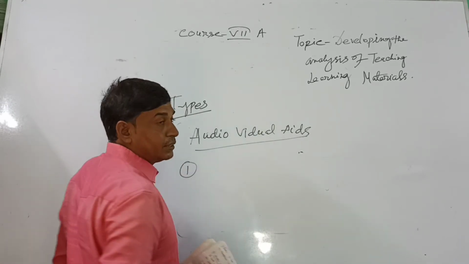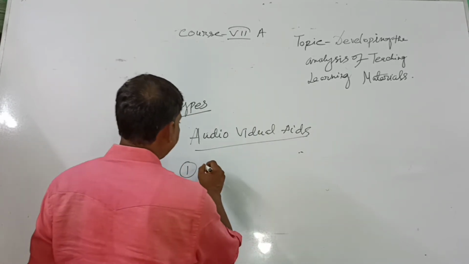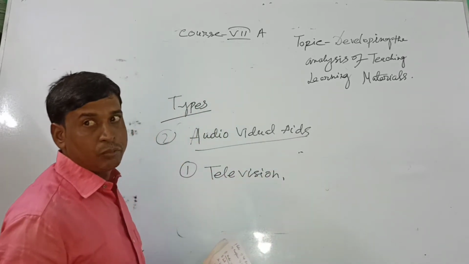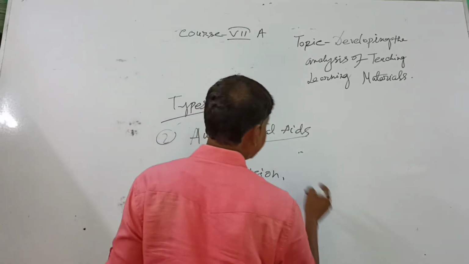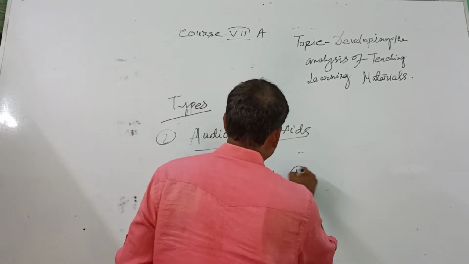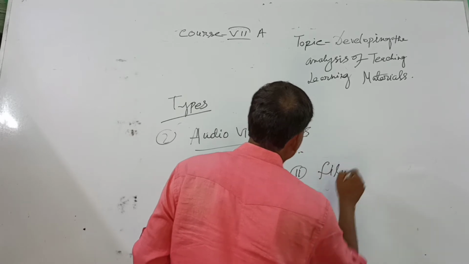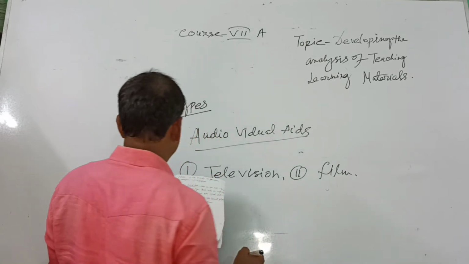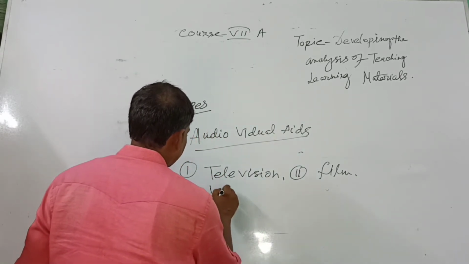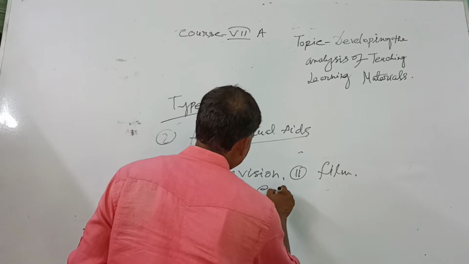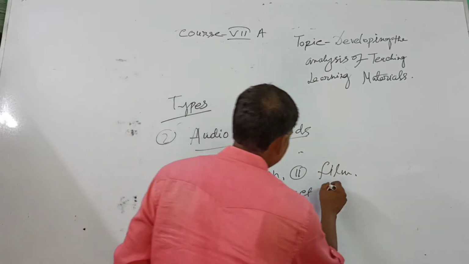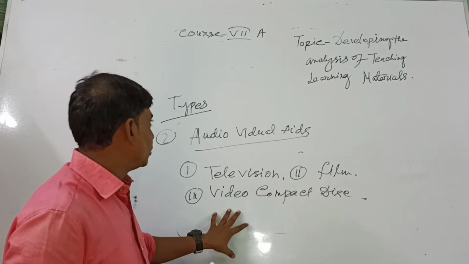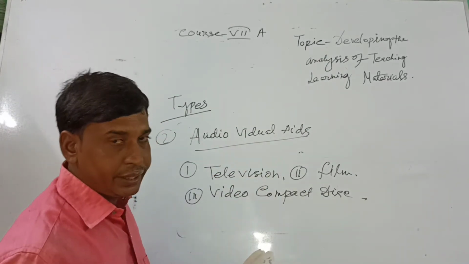First of all comes television, a great example of audio-visual aids. Next, film is another example of audio-visual aids. Next, video compact disc. So these are great examples of audio-visual aids. Hope you know it better.